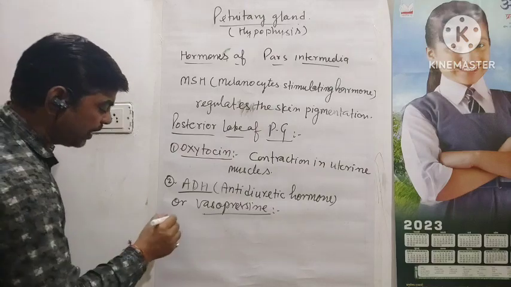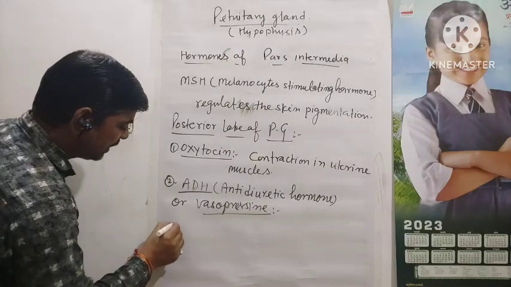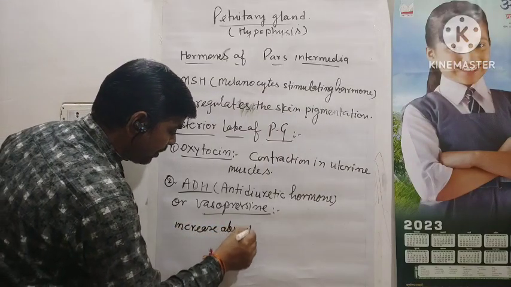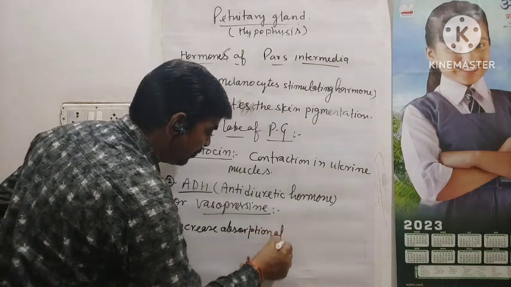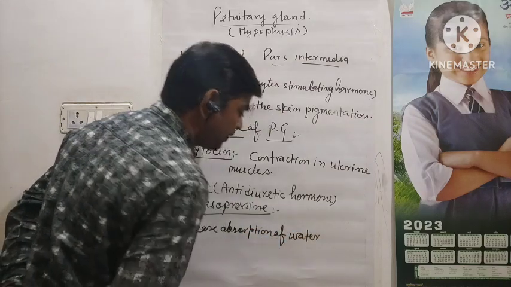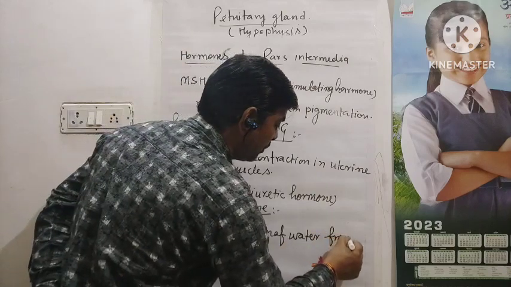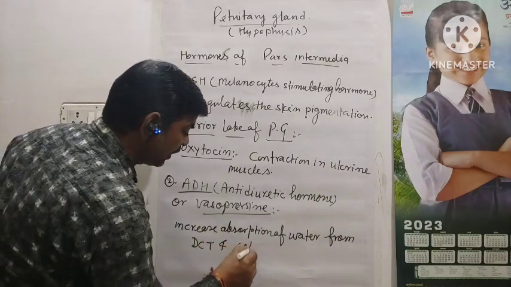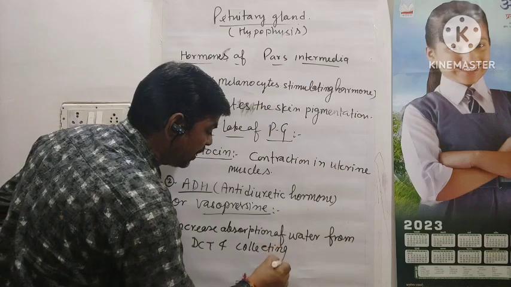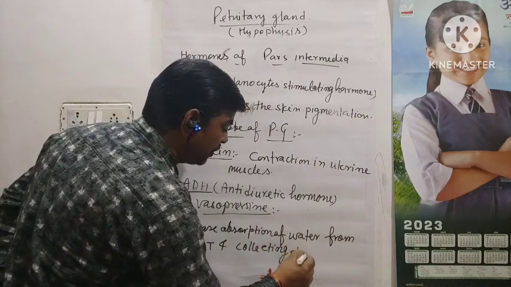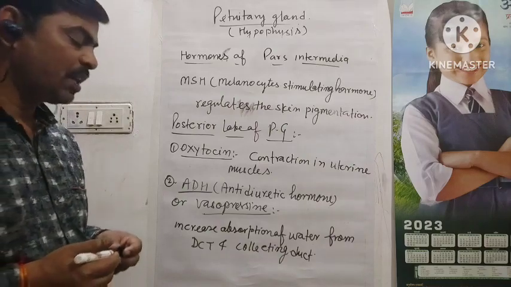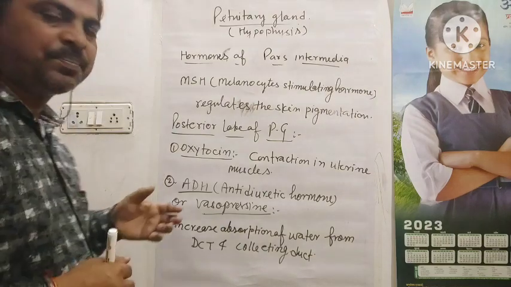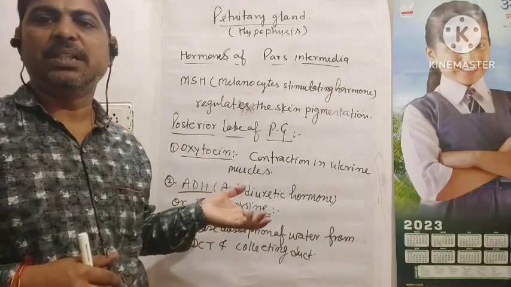Secretion of ADH helps in increased absorption of water from the DCT and collecting duct, and this makes the urine hypertonic. Excess hypersecretion of the vasopressin makes the urine hypertonic. Very little water passes through the urine because most of the water is absorbed by the DCT and collecting duct.